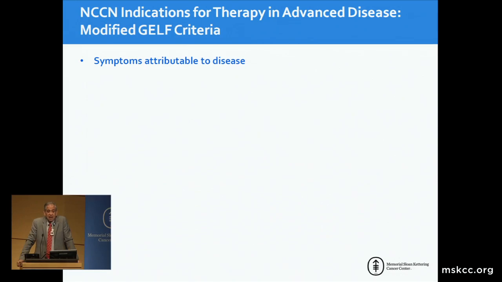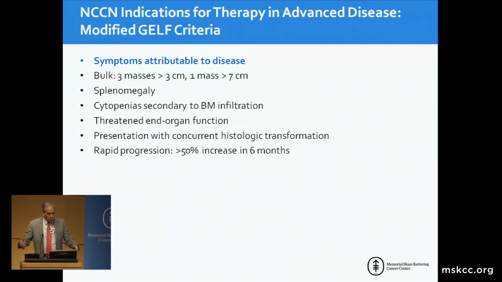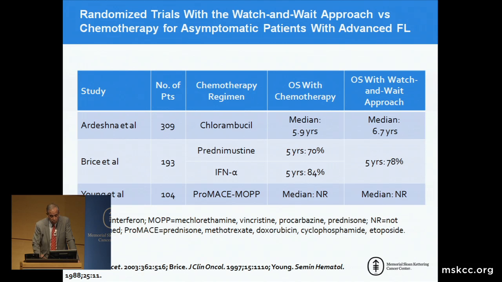So we face the question all the time, is observation still an appropriate option in follicular lymphoma? The NCCN has modified the GELF criteria for treatment, and anyone with symptoms should be treated. Anyone who has moderately bulky disease, that is 3 or more 3-centimeter masses, a single mass greater than 7 centimeters, massive splenomegaly, cytopenias, threatened end organ function, concurrent histologic transformation or rapid progression are also candidates for treatment, as are all patients where there's an appropriate clinical trial asking a question.